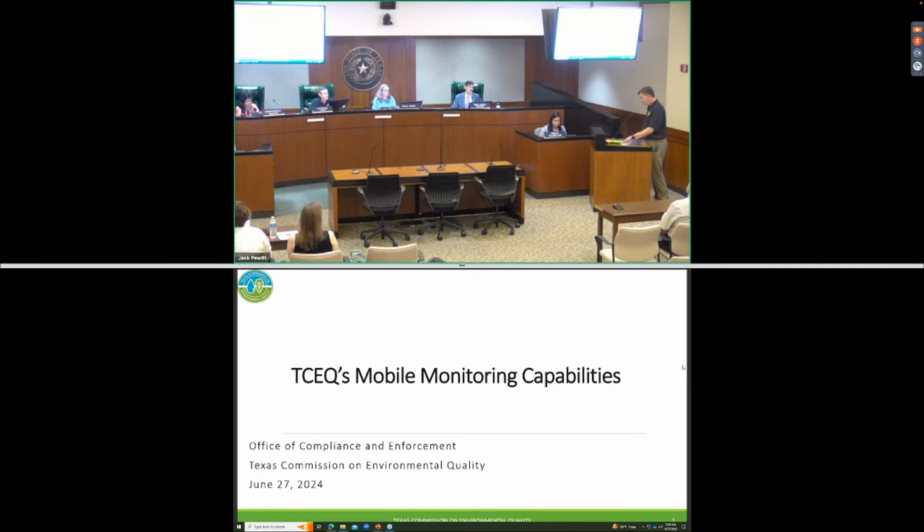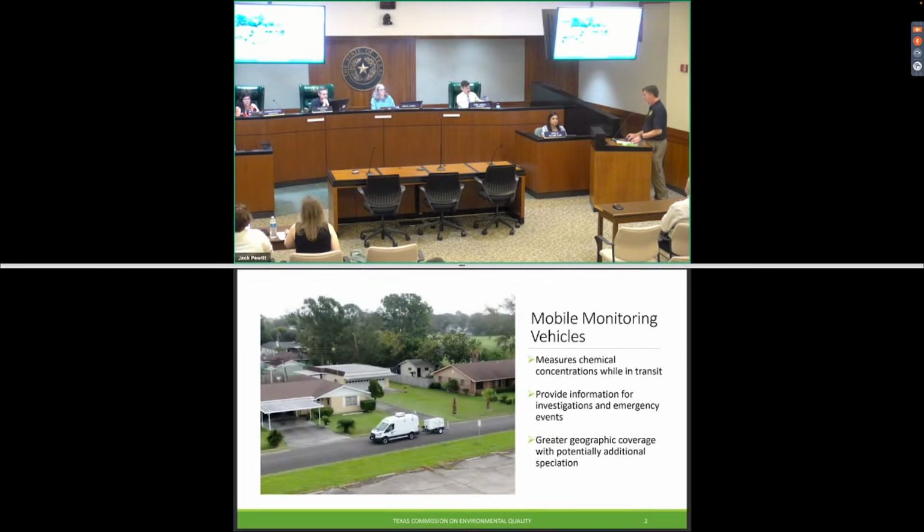So looking at the air monitoring capabilities, let me first talk about our air monitoring vehicles. Our air monitoring vehicles measure concentrations of chemicals while in transit. We have various pieces of equipment that we've retrofitted into vans and other vehicles. This is one shown here on the screen, typically what they look like. Our field vehicles will look a little bit different, a little bit smaller.